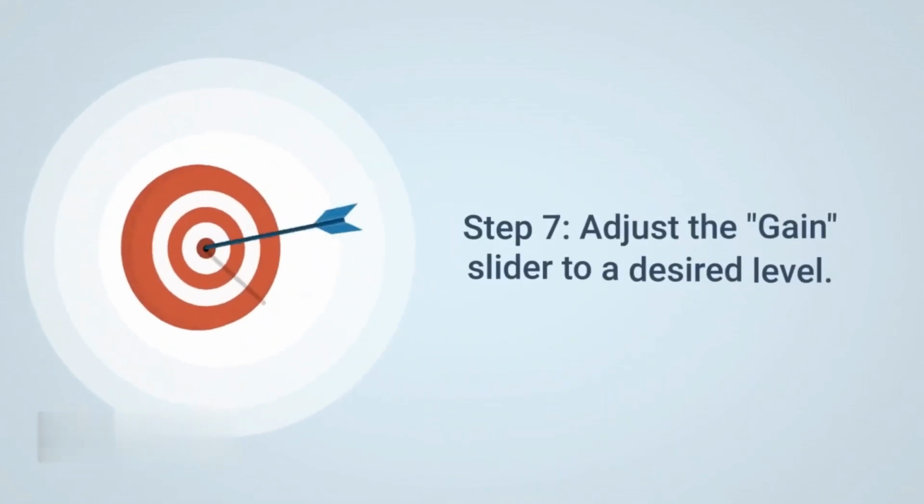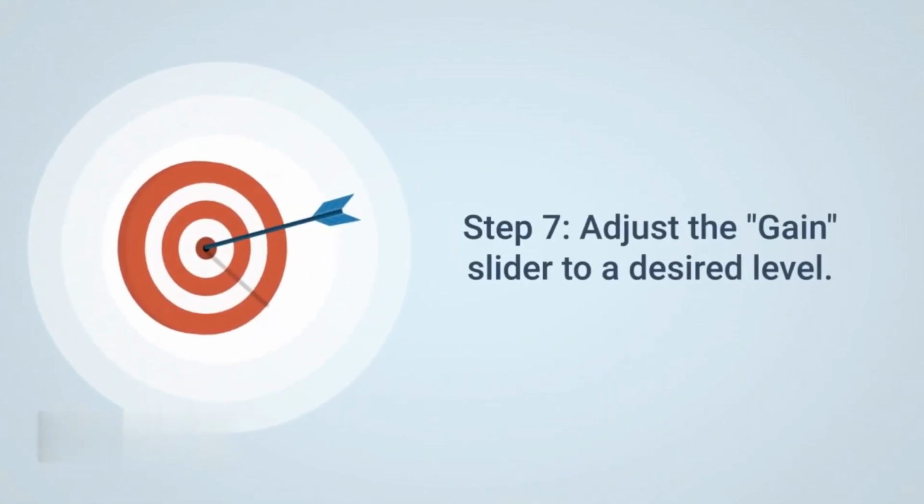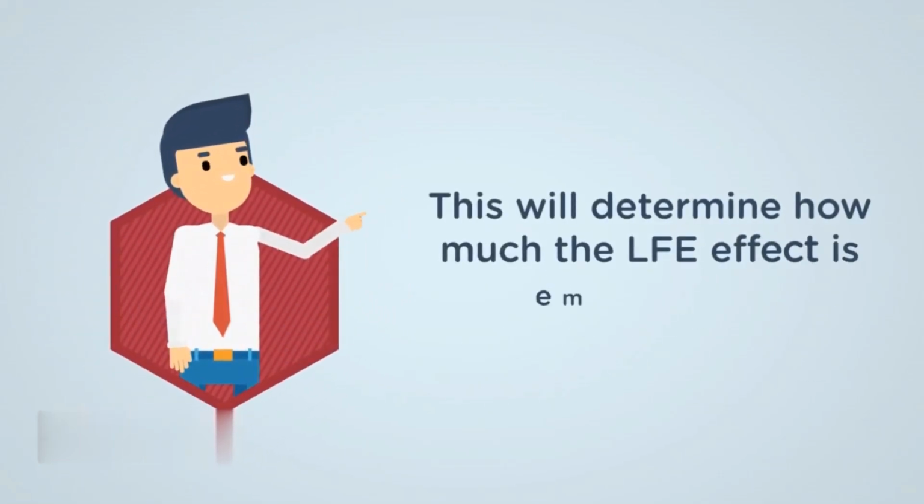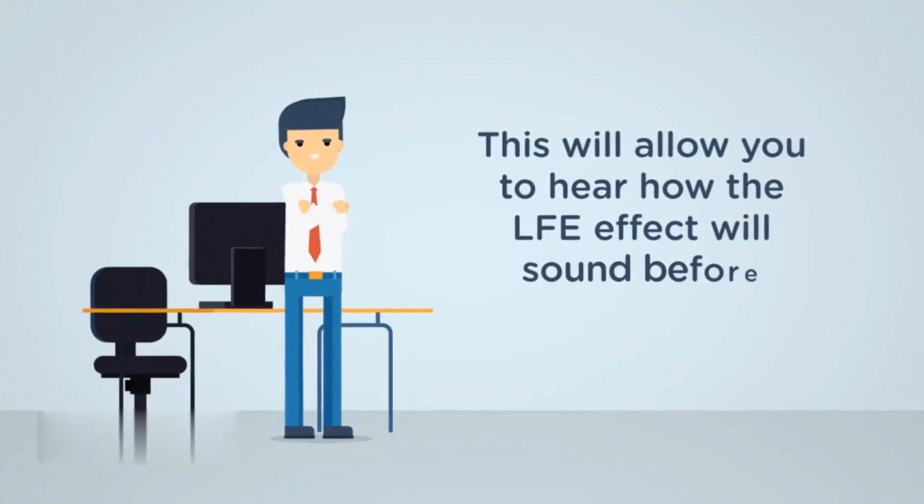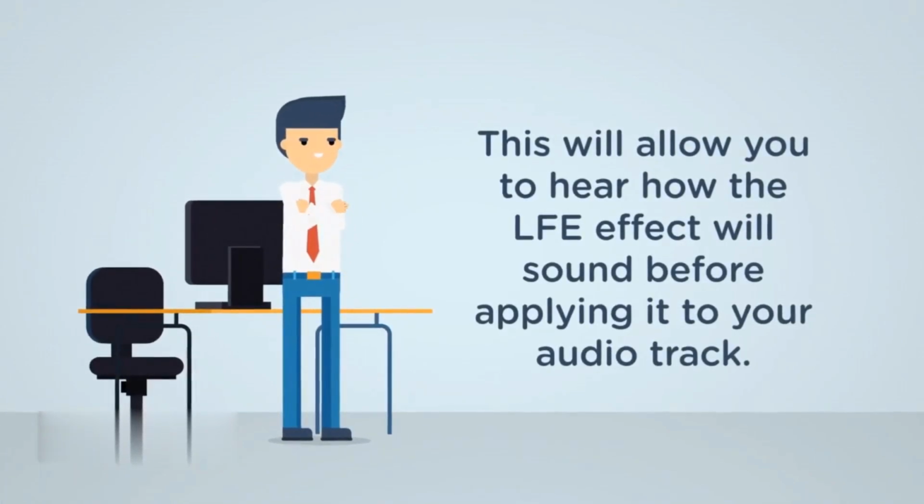Step 7. Adjust the gain slider to a desired level. This will determine how much the LFE effect is emphasized. Step 8. Click on the Preview button to preview the LFE effect. This will allow you to hear how the LFE effect will sound before applying it to your audio track.